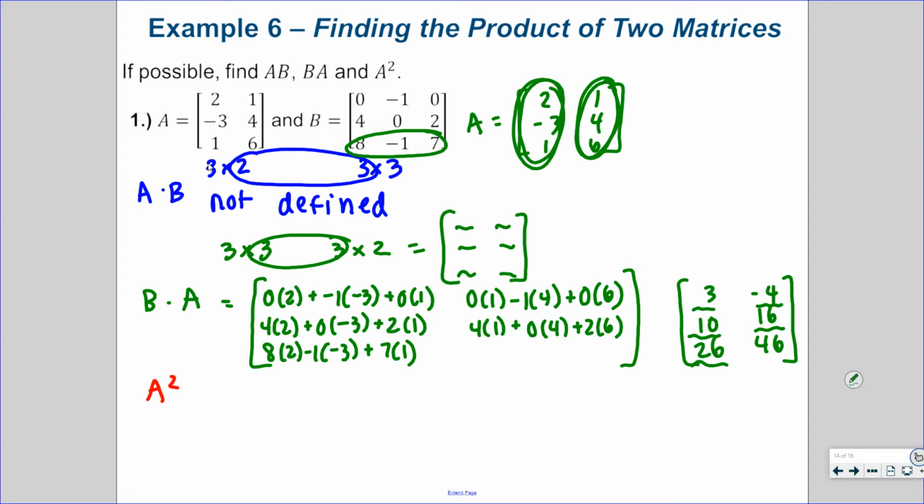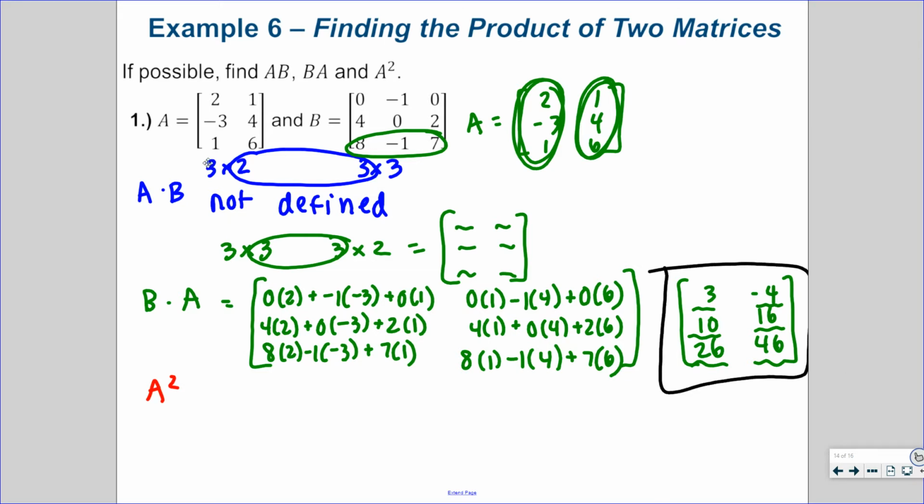Alright, last one. This is fun. 42 plus 8 minus 4. 36. Okay, any questions? That's basically what we learned at the end of class on Friday, basically just how to multiply matrices.